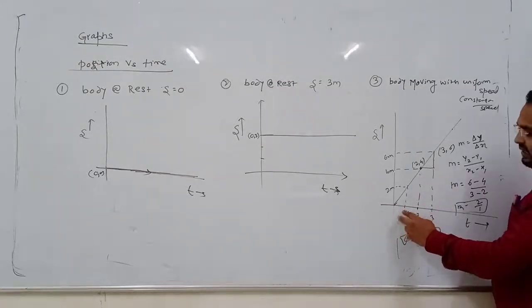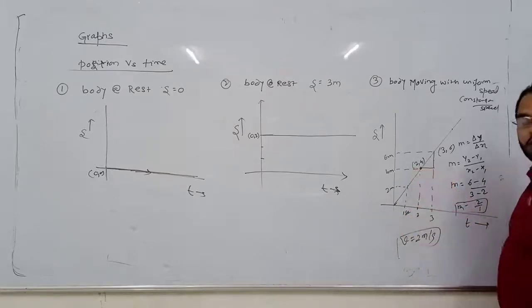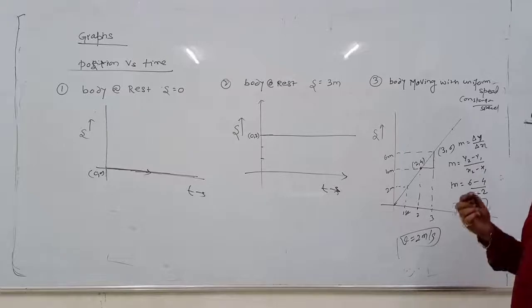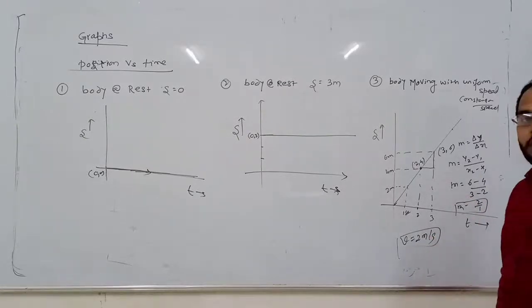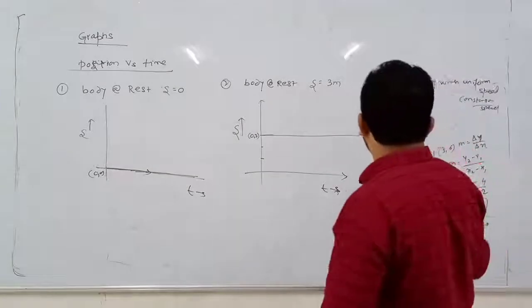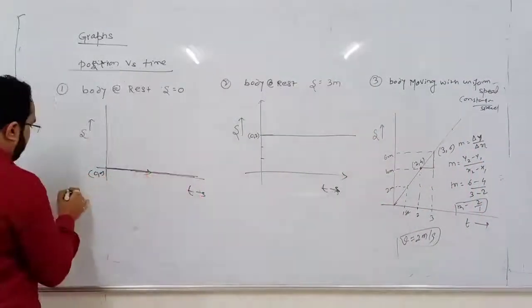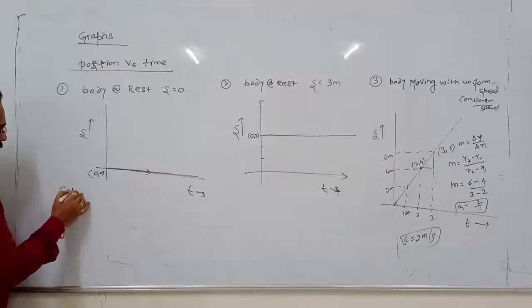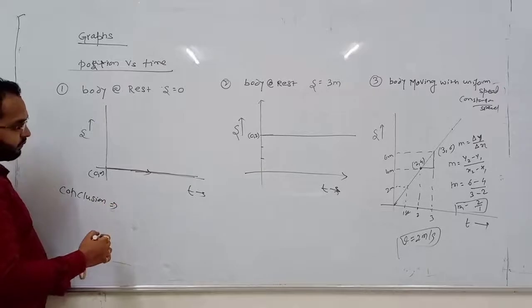Per second it increases by 2. From 0 to 1 second it went 2 meters. Again from 1 to 2, in 1 second it went from 2 to 4 meters. That means per second it is increasing by 2 meters. So velocity is 2 meters per second. We can conclude from here, what can we conclude? Conclusion.